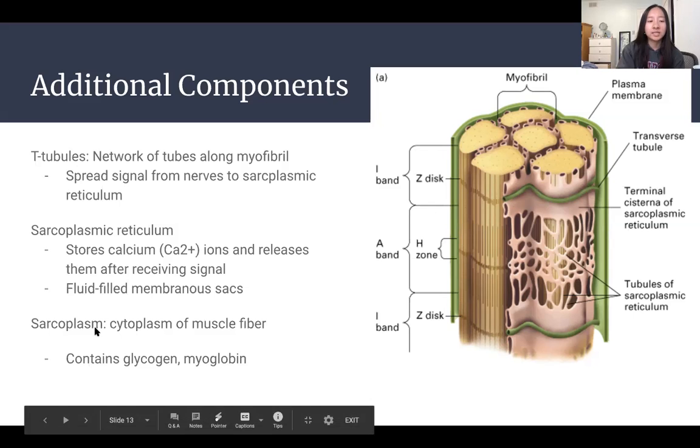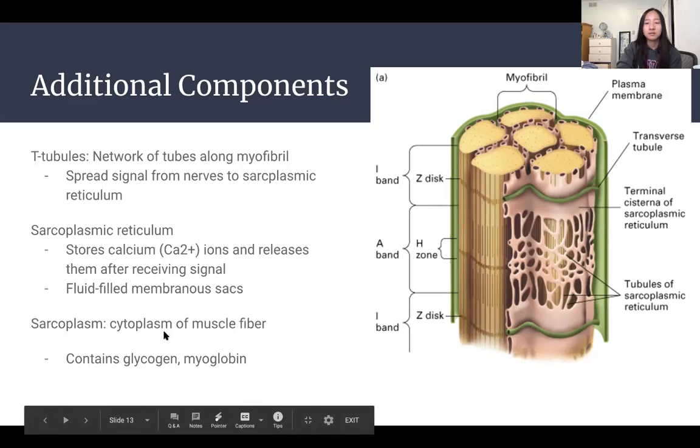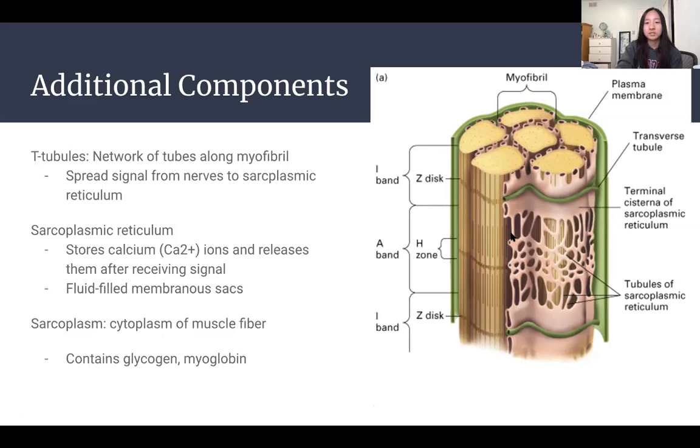Finally is the sarcoplasm. If you know what cytoplasm is, sarcoplasm is just the muscular cell version of cytoplasm. It contains two important things, glycogen and myoglobin. That will be talked about in the next slide. So is everybody good on that? Does anybody have any questions?